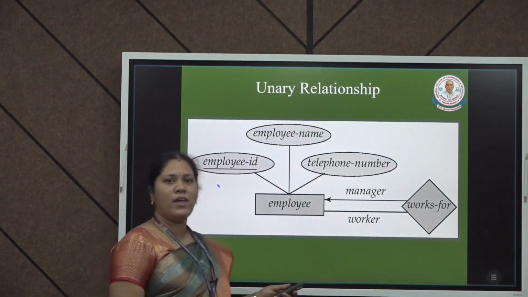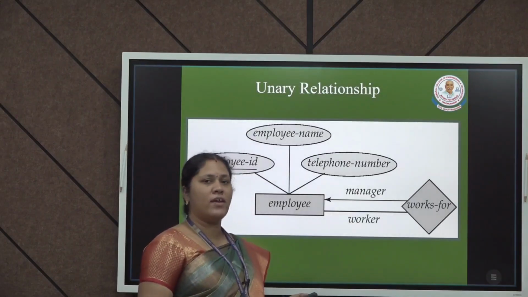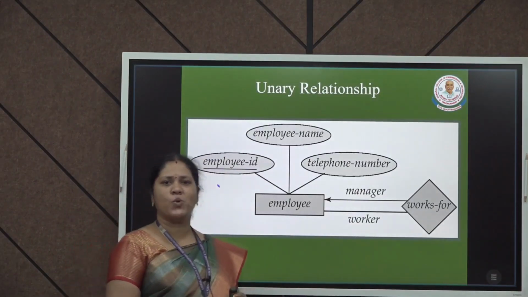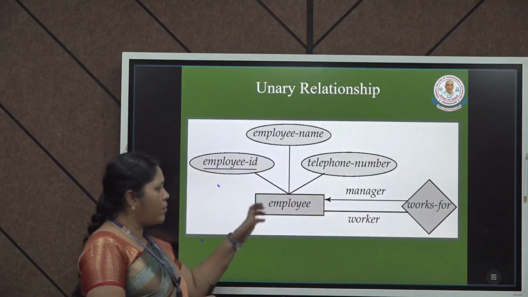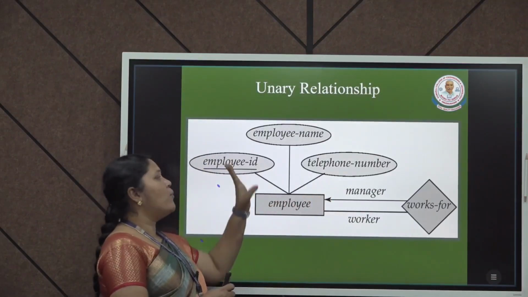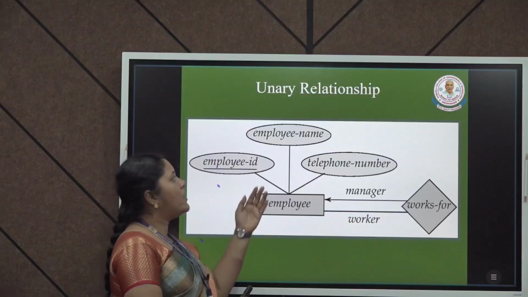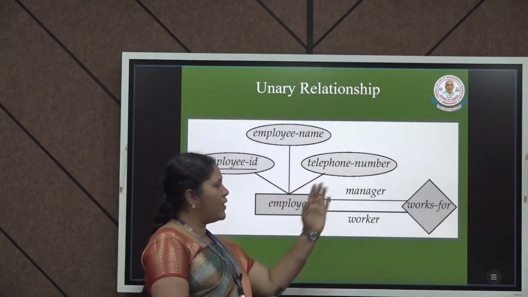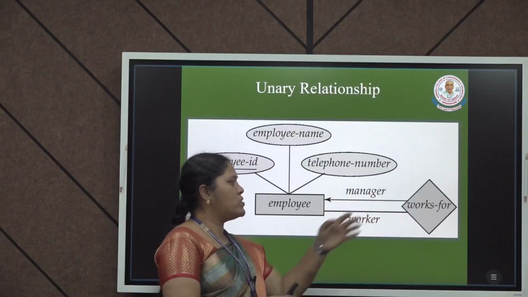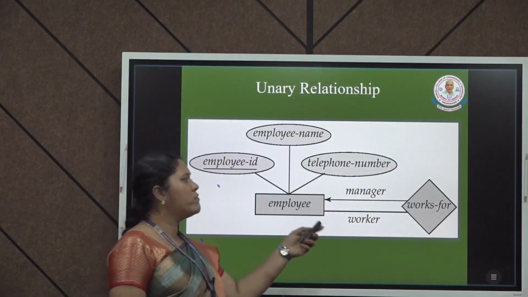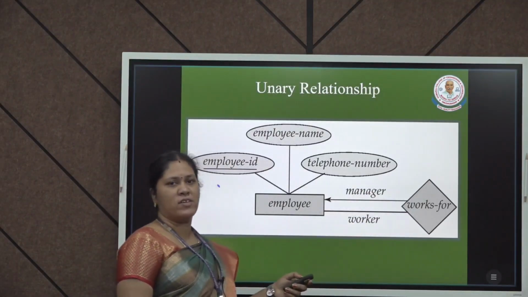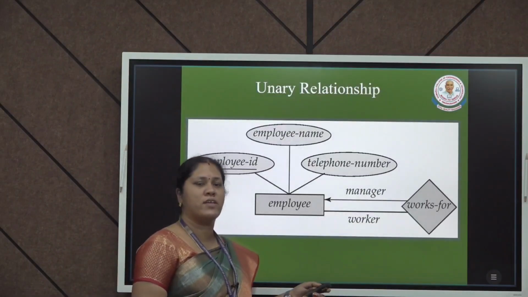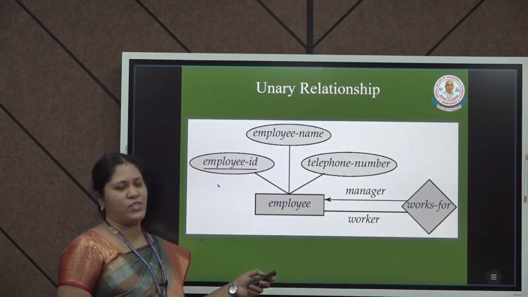Okay, next, unary relationship. A unary relationship is when an entity relates to the same entity. Here employee is an entity. The employee has attributes employee ID, employee name and telephone number. The employee is related to the same employee by using works for. So he is also a worker, and he is also a manager. Likewise, an entity that relates to the same entity is called a unary relationship.